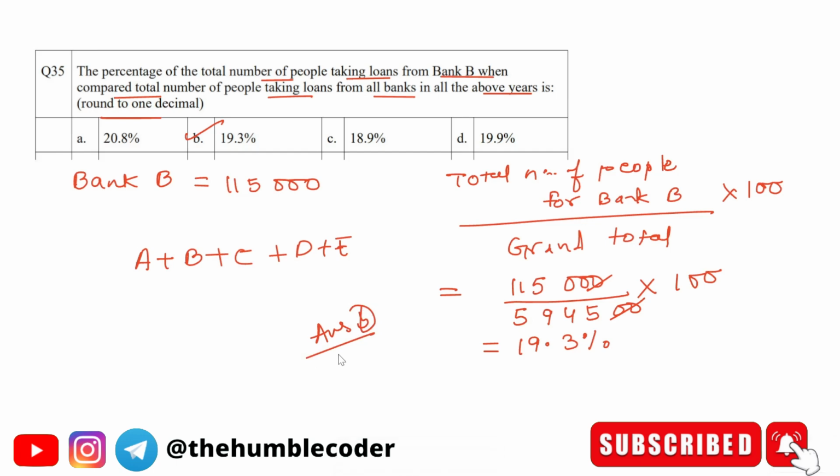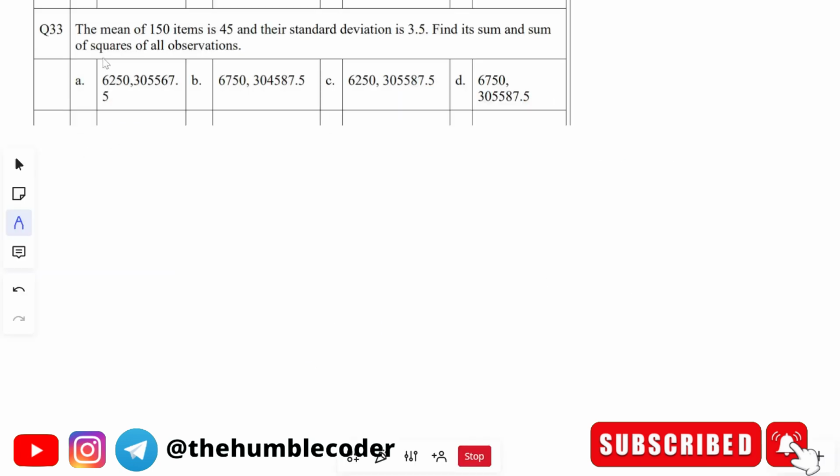Moving on to the next question now. So let's look at this question. The mean of 150 items is 45 and their standard deviation is 3.5. Find the sum and sum of squares of all the observations. So we are basically asked two things and we are given three data. Let's see how we can solve this question. Basically guys, the main aim for me to solve these questions is to tell you the formulas, because if you don't know the formulas for this question, you cannot solve it.